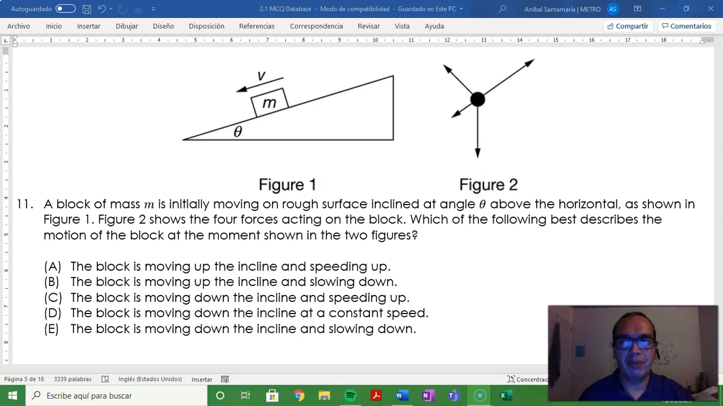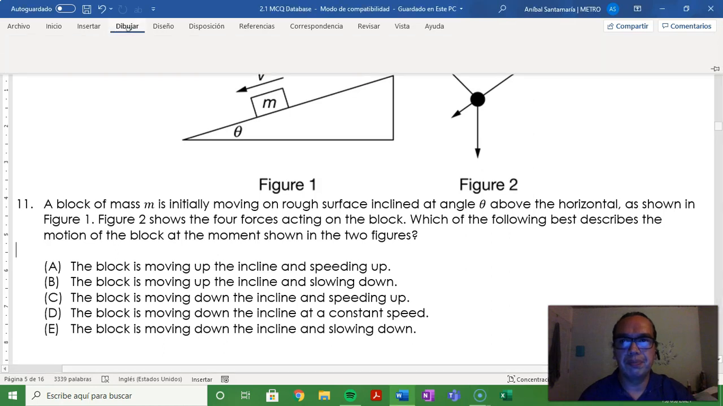Number 11. A block of mass m is initially moving on a rough surface inclined at angle theta above the horizontal, as shown in Figure 1. Figure 2 shows the four forces acting on the block. Which of the following best describes the motion of the block at the moment shown in the figure?